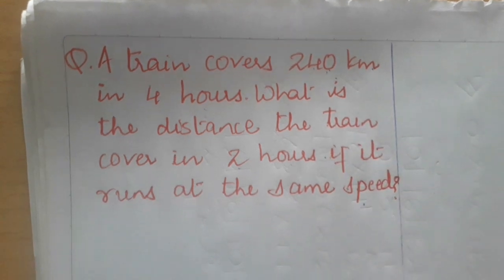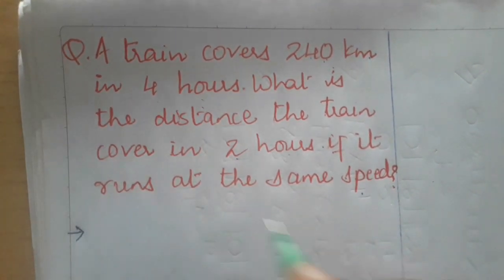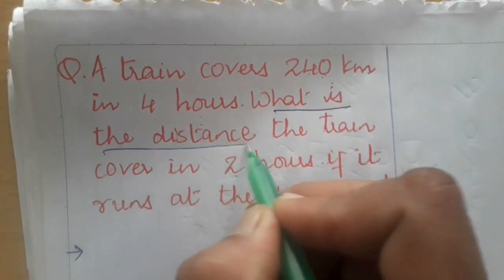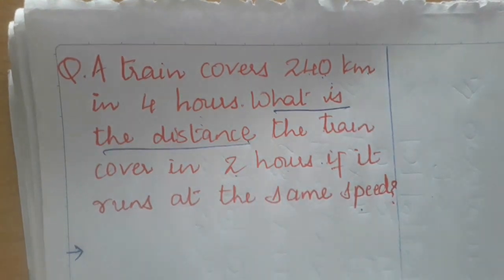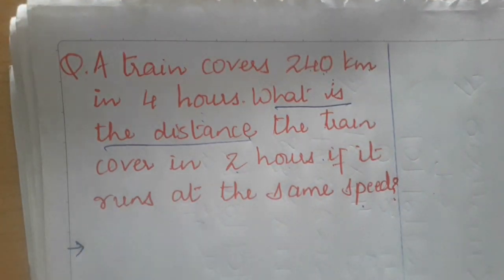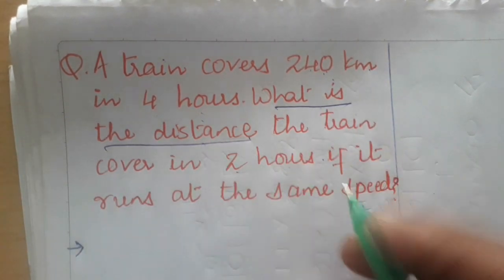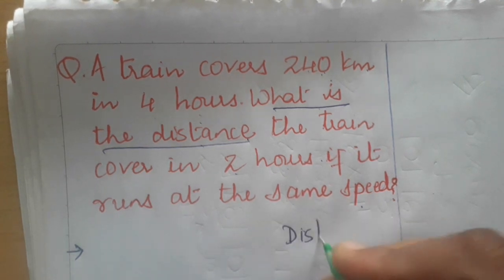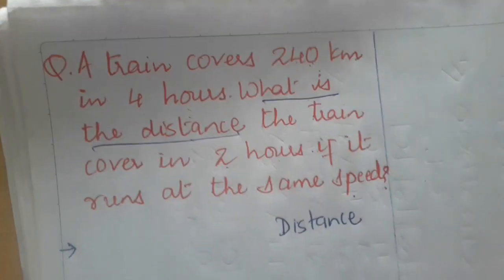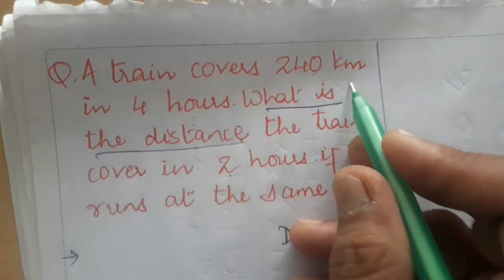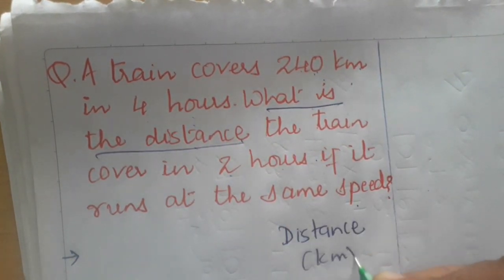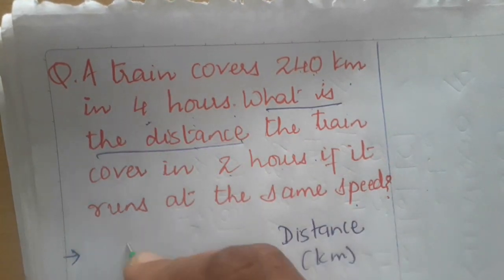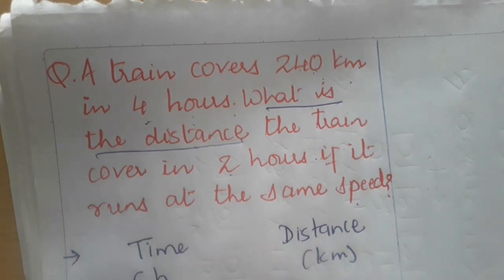Now when it comes to writing part, as I said, what you are going to do, find out what is to be found. That is, what is the distance the train covers. So here the distance you have to write on the right side. So here I will write distance, and that is in kilometers. Right? What is the second thing given over here? That is time, that is in hours. So I will write here time, and that is given in hours.